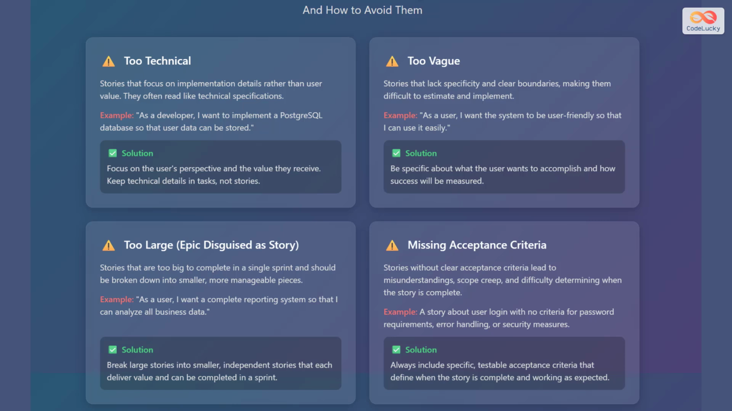For a technical story, focus on the user's perspective. For a vague story, be specific about what the user wants. For a large story, break it down into smaller stories. Always include testable acceptance criteria.